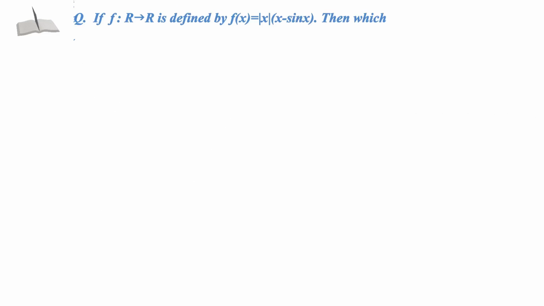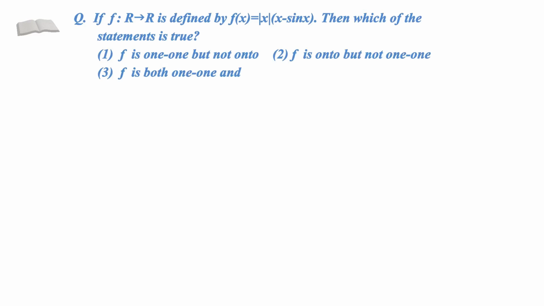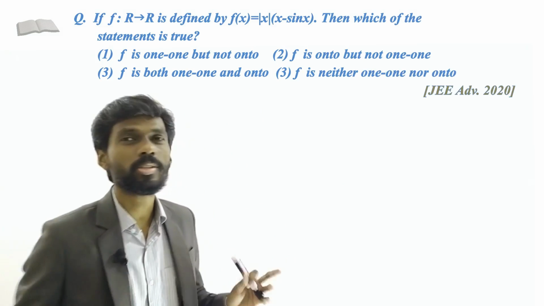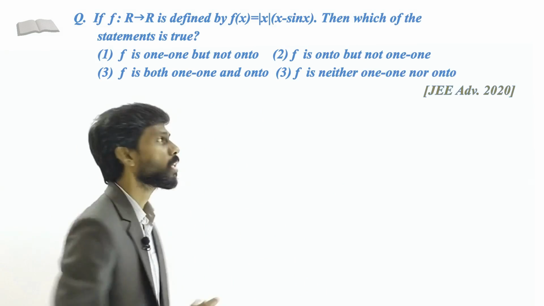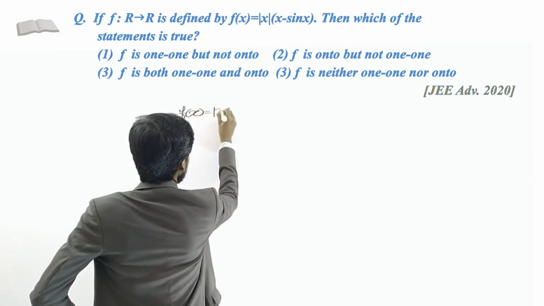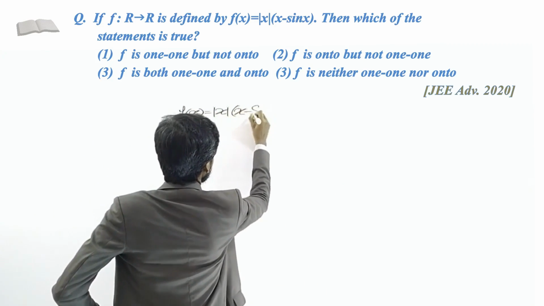If the function f from R to R is defined as f of x equal to modulus of x multiplied by x minus sin x, then which of the statements is true? A function is given, modulus of x multiplied by x minus sin x. We just need to check whether it is an injective or surjective function. See, f of x is given to be modulus of x multiplied by x minus sin x.